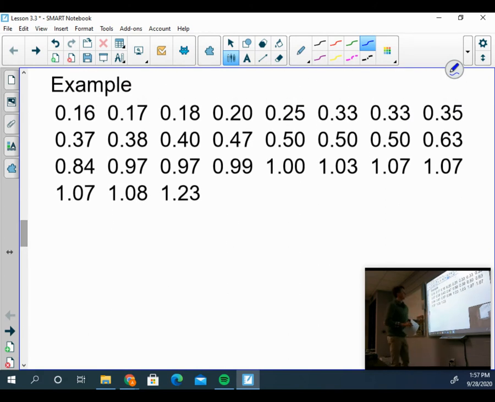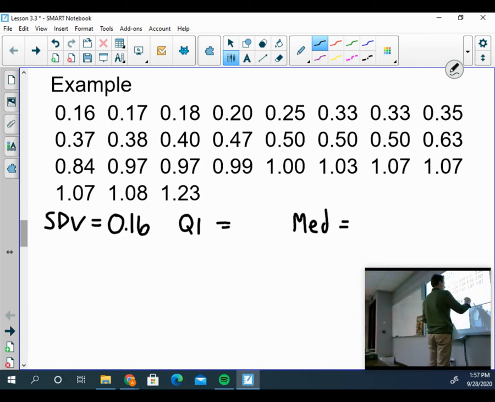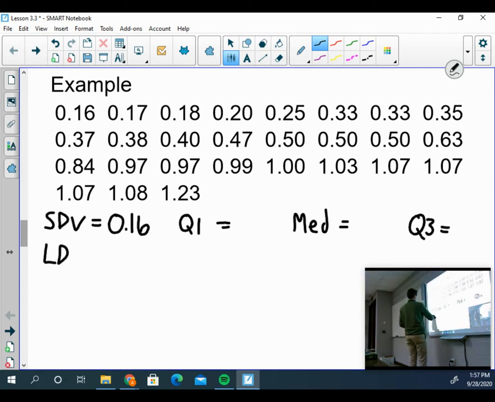Well, if you look at this example here, I want to make my 5-number summary. So I'm going to have those 5 pieces of data. My smallest data value, which you could tell me right now is 0.16. My largest data value, or stop, we'll do that in a little bit. We'll have our Q1, our median, our Q3, and then our largest data value, which you can already tell off the bat is 1.23.